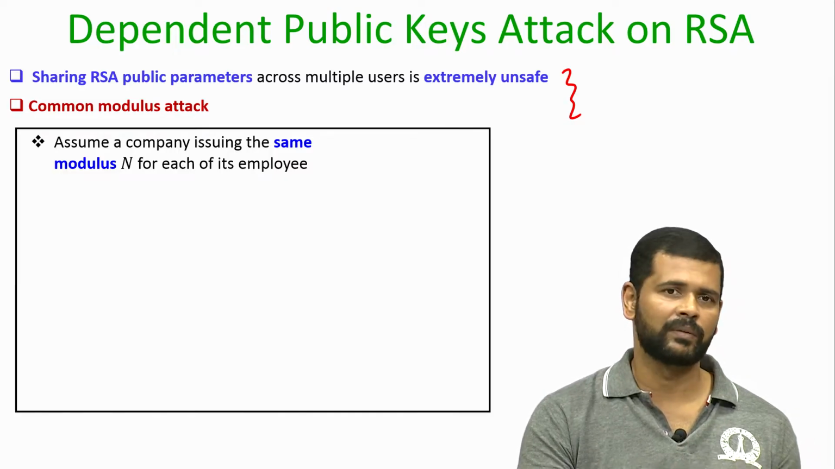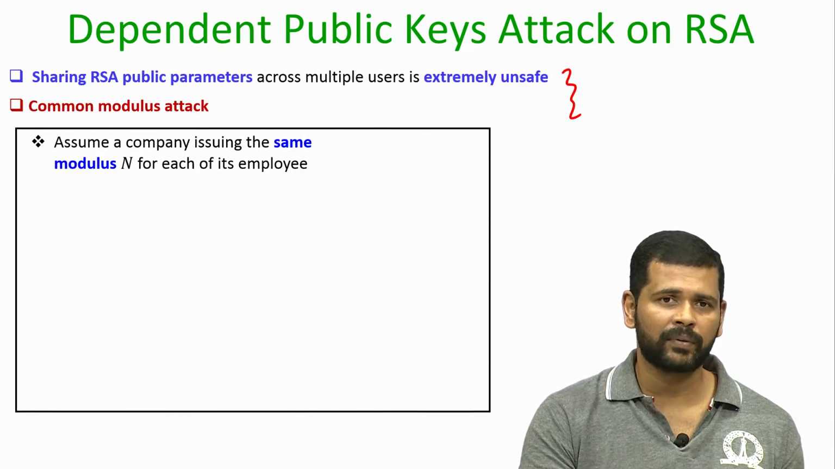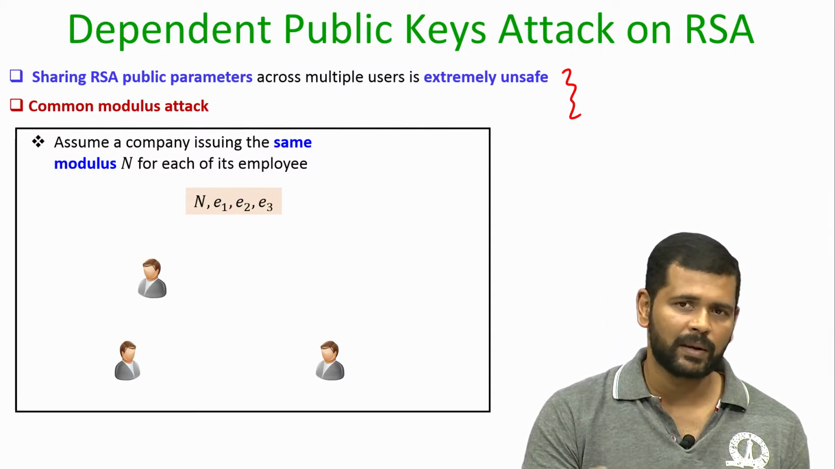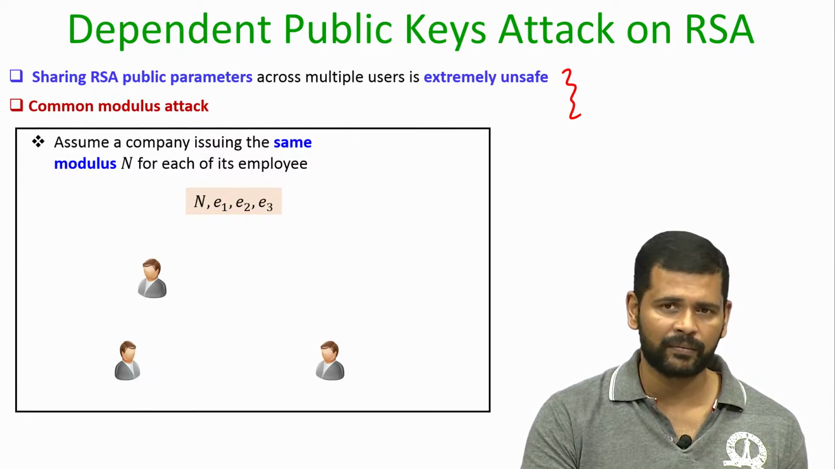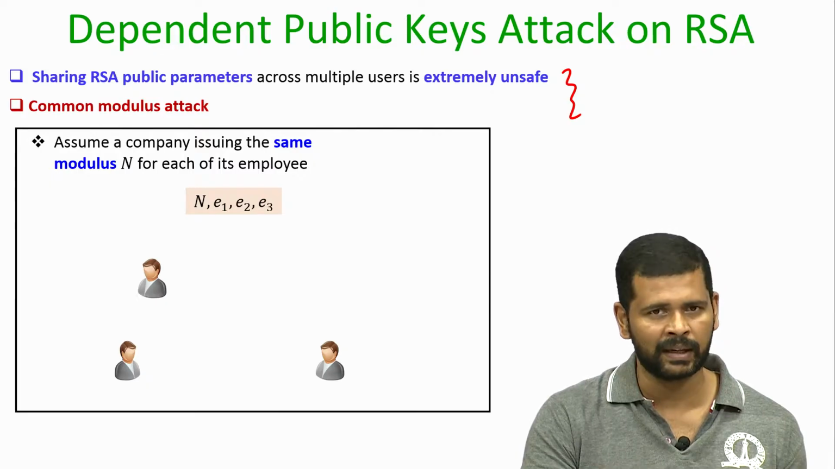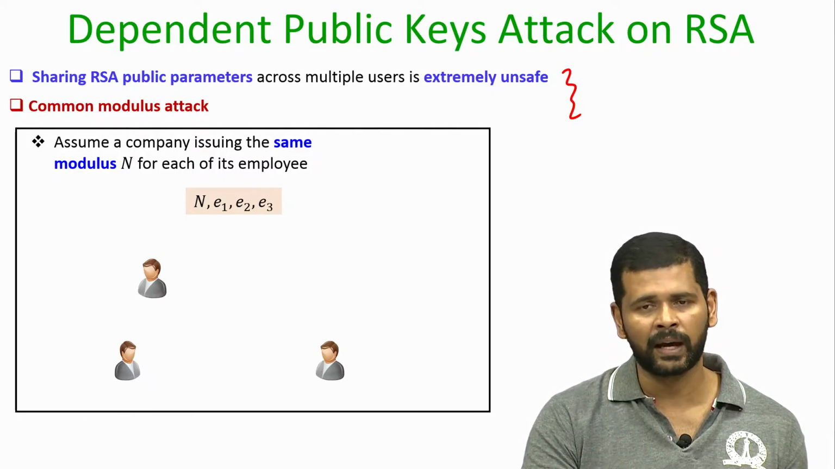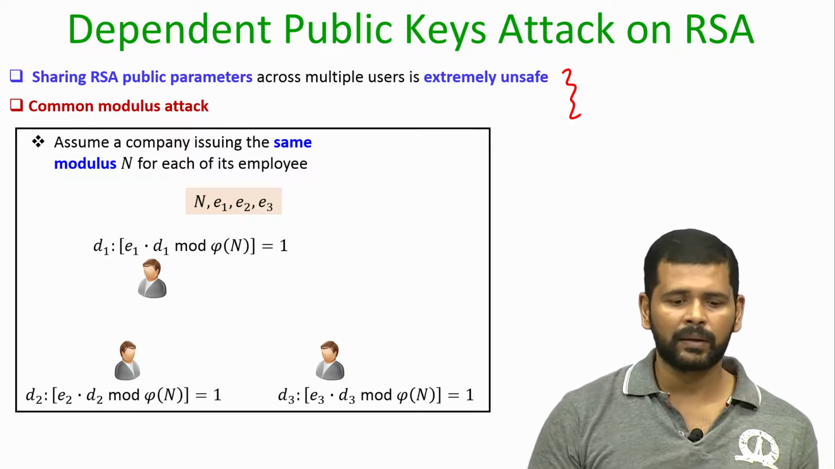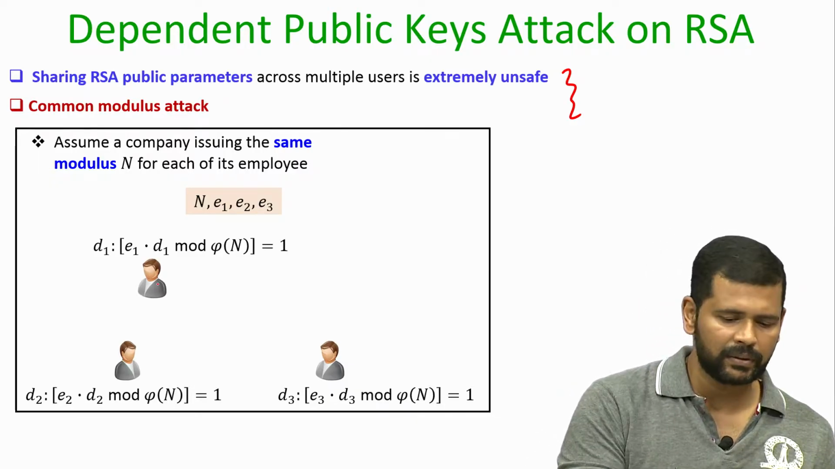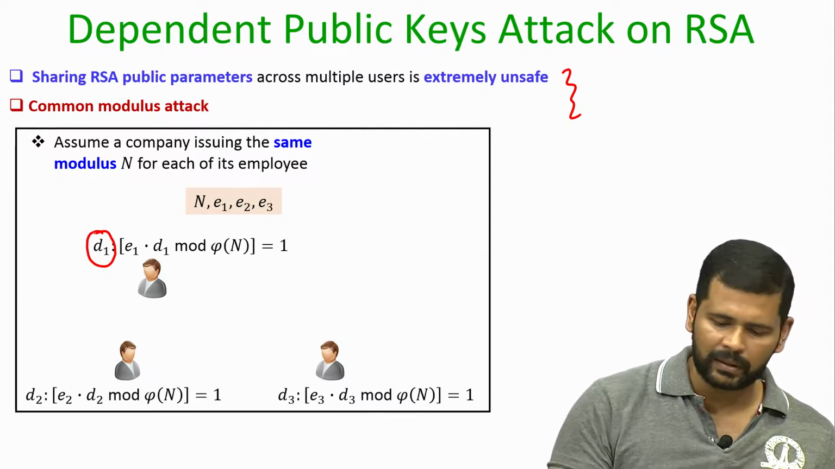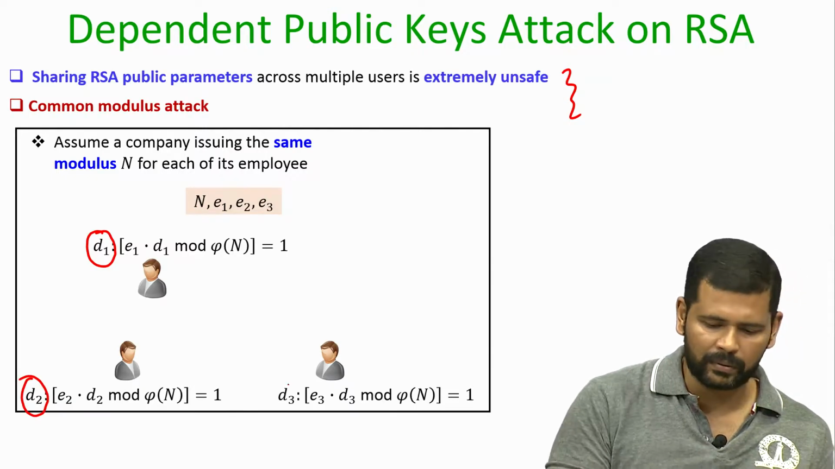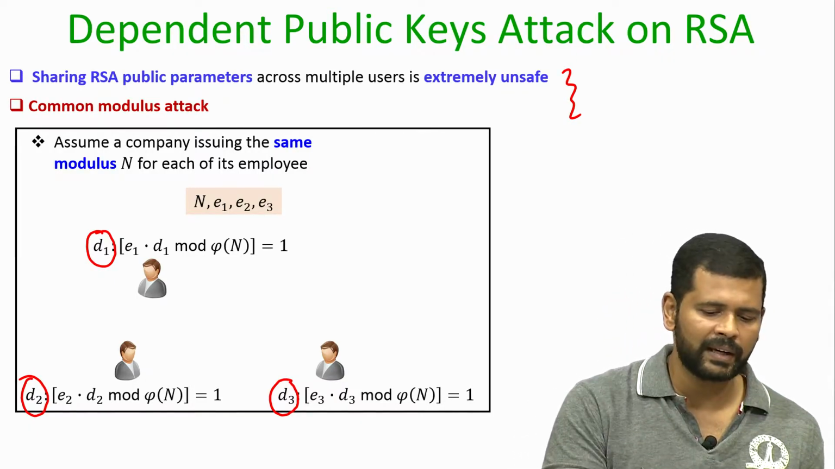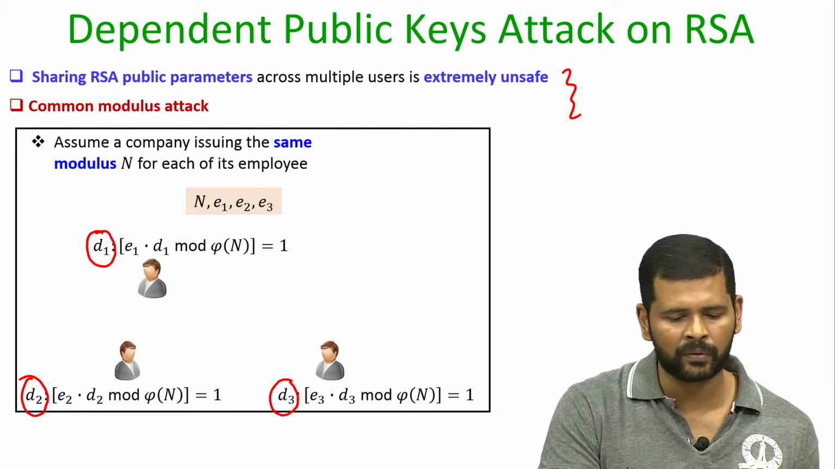So, the attack here is as follows: assume a company which is using the same modulus n for each of its employees. That means every time a new employee joins the company, the company retains the same modulus n, but generates a fresh independent public exponent e_i for that user and the corresponding decryption key d_i, such that e_i and d_i are co-prime modulo n. For the moment, assume we have 3 employees in the organization. The first employee has its secret decryption key d_1, the second has d_2, and the third has d_3. And we know that e_i and d_i are multiplicative inverses of each other modulo phi of n.